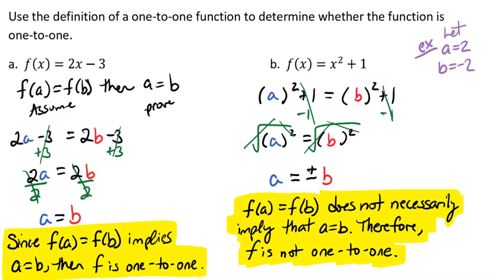If I plug that in, I have 2 squared plus 1, and I have negative 2 squared plus 1. Notice that for each one I get a 5. So my f of a and my f of b were the same, but my a and my b values weren't the same. Hence, my function is not one-to-one.